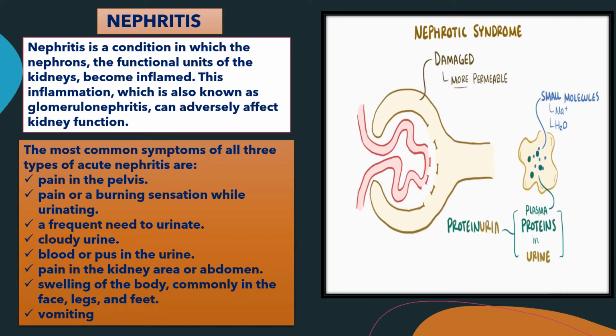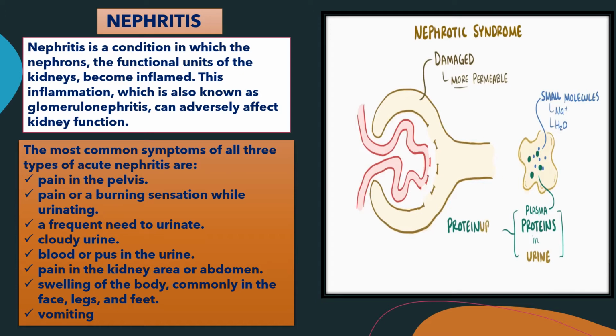Nephritis is another type of kidney disorder. So nephritis is a condition in which the nephrons, the functional units of the kidneys, become inflamed. This inflammation, which is also known as glomerulonephritis, can adversely affect kidney function.